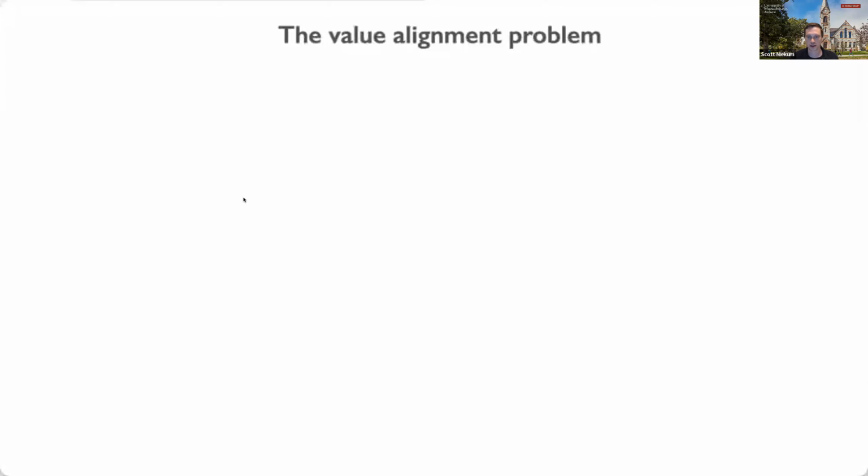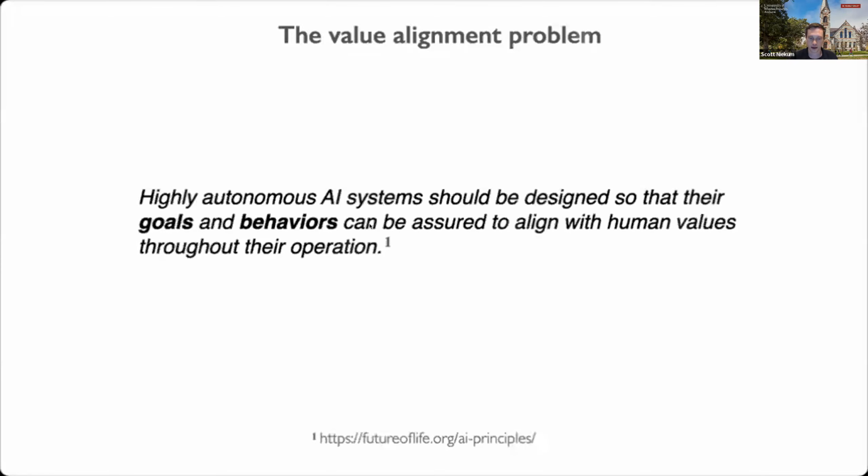One definition, a very broad umbrella definition of the value alignment problem that I happen to like, is the following: that highly autonomous AI systems should be designed so that their goals and their behaviors can be assured to align with human values throughout their operation. I like this definition because it contains two different parts. From a reinforcement learning perspective, we think about behaviors being aligned as the policy being aligned with what people want, meaning that the agent actually does the thing we want in the end.